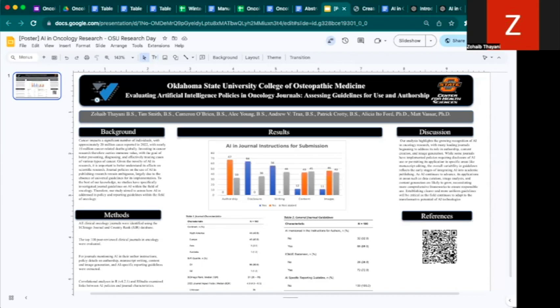I'm a third-year medical student at the Oklahoma State University College of Osteopathic Medicine. My research presentation was evaluating the use of AI in oncology policies within their journals.